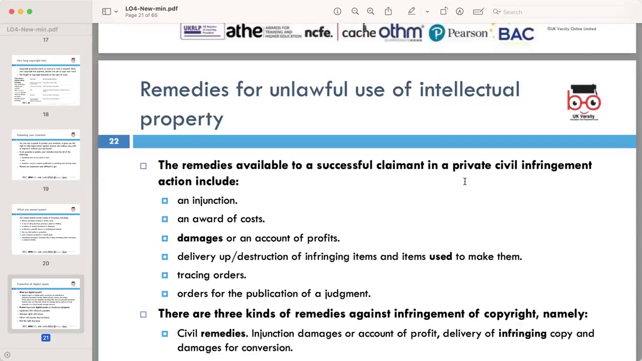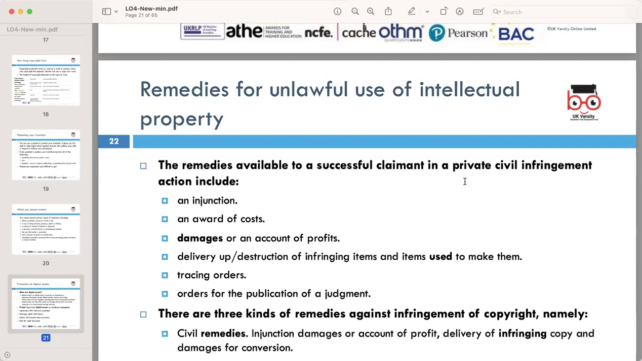Remedies for unlawful use of intellectual property. In the context of private civil infringement actions, successful claimants have various remedies at their disposal. These include obtaining an injunction, receiving an award of costs, claiming damages or an account of profit, securing the delivery up or destruction of infringing items and related items, obtaining tracing orders and issuing orders for the publication of a judgment.